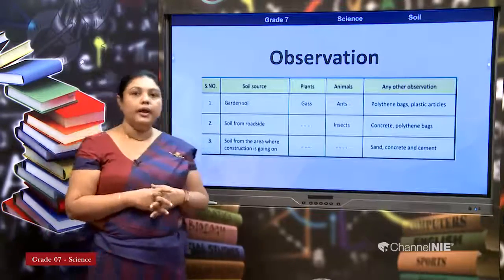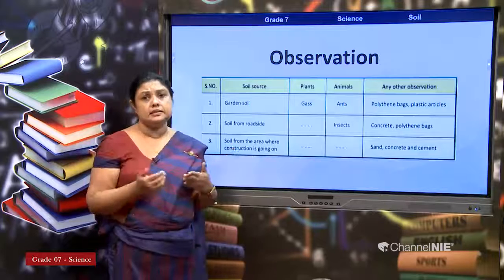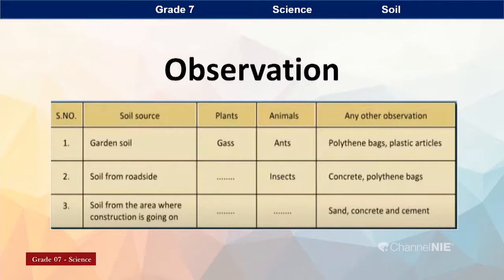First of all, you can go for an observation. You can find some places around your garden, your school garden or home garden, and check some components, some parts found in the soil. You can find garden soil, since most of you have a garden. Soil from the roadside is very easy. You can also collect soil from a building area where construction is happening and observe what is there.